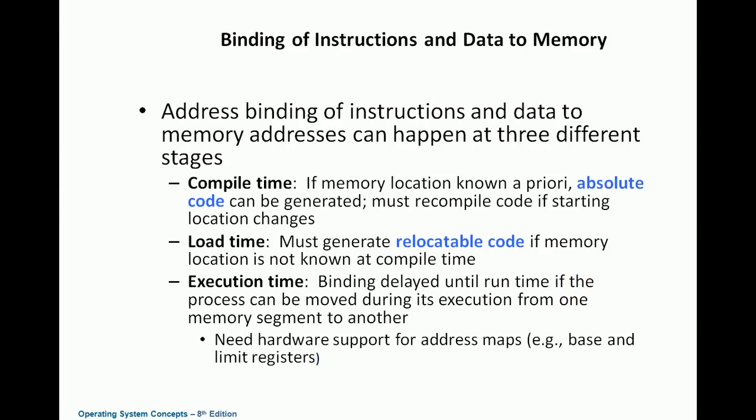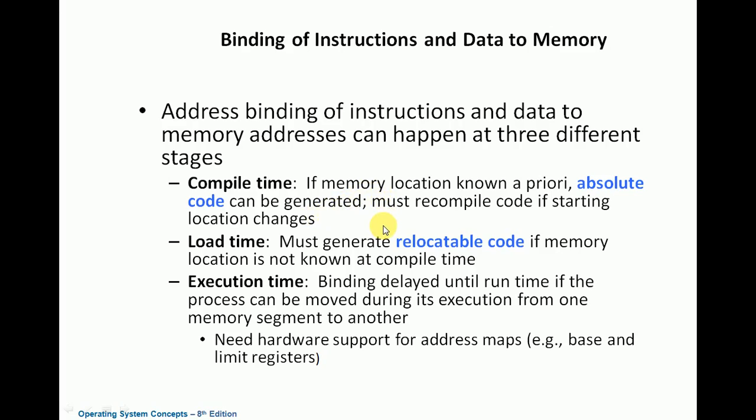Now let us look at binding of instructions and data to memory. Let us see how instructions and data can be bound to the memory. Address binding of instructions and data to memory addresses can happen in three different stages. That is what we learned in the previous diagram: compile time, load time, execution time. The first one is compile time. That is during compilation of the program. The compiler will be translating the program to an object module. In this case, there will be some address binding happening.